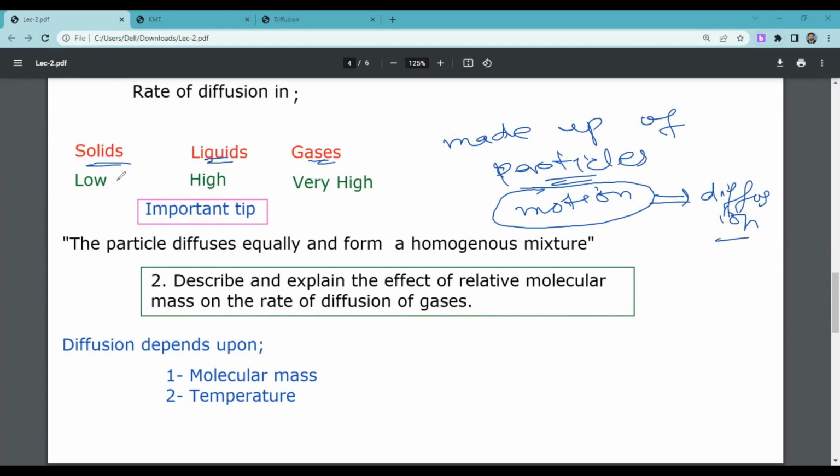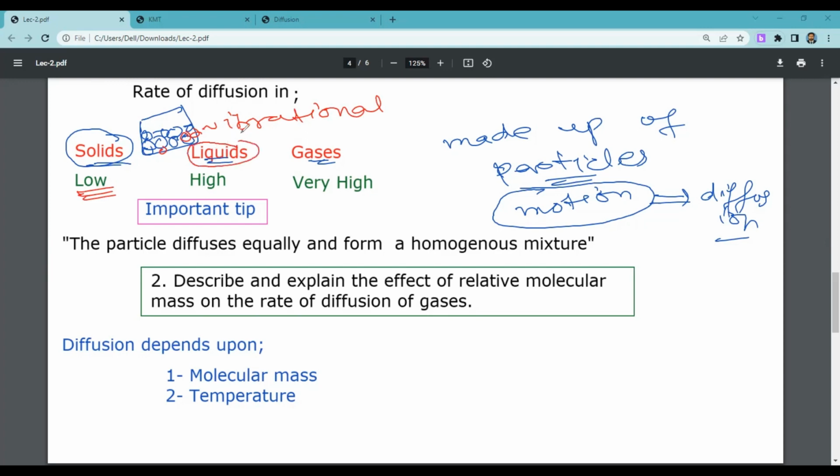In solids, because particles are closely packed, as we discussed in detail in our first lecture, they have only a vibrational motion. Therefore, the rate of diffusion in solids will be very low.